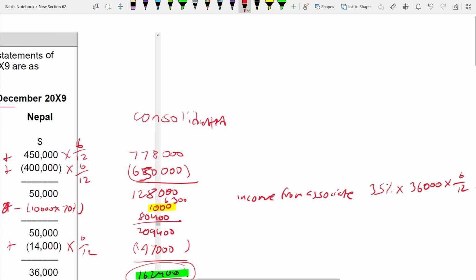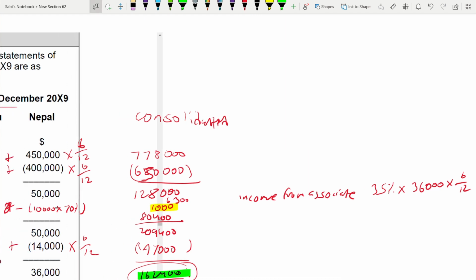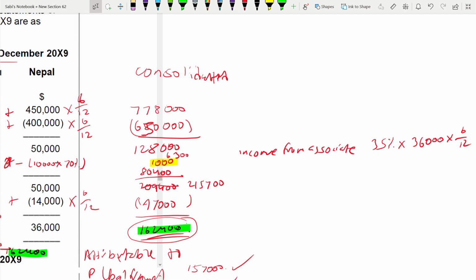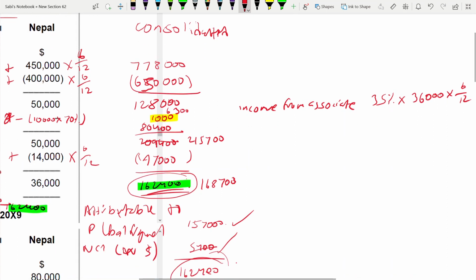And this profit becomes 80, this becomes 215,700. Okay, and this is 47,000 only tax. Profit becomes 168,700. Okay, this remains 5,400, but this balancing figure will change to 163,300. That's the change. You see?